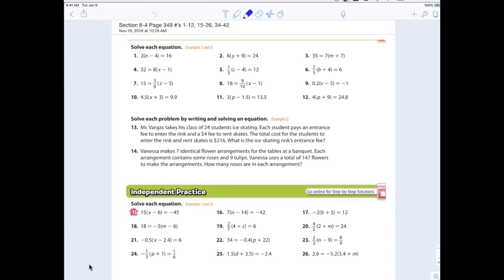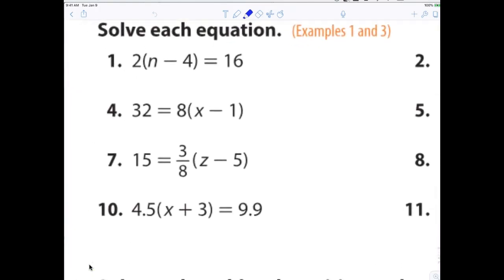All right. Now, solving these equations. Very, very important. Question number one. We're going to do 1 through 12 right off the bat. Now what we're going to do is distribute first. Some of you had problems with the distributive property, so we're going to talk about it.